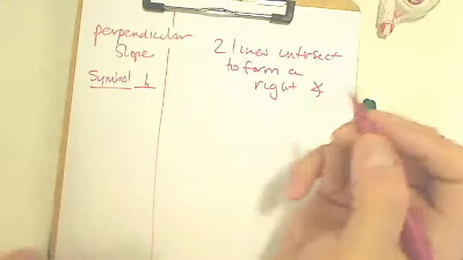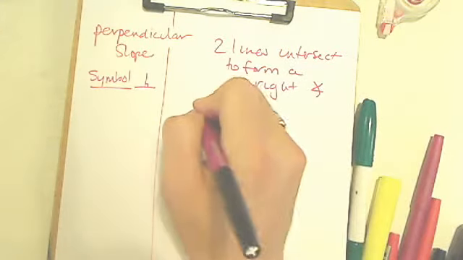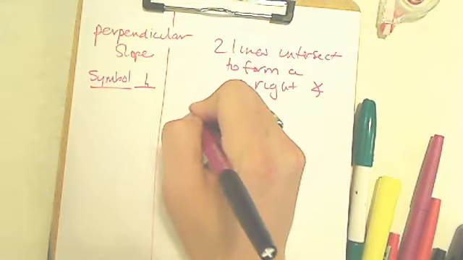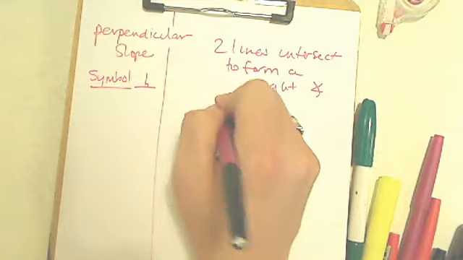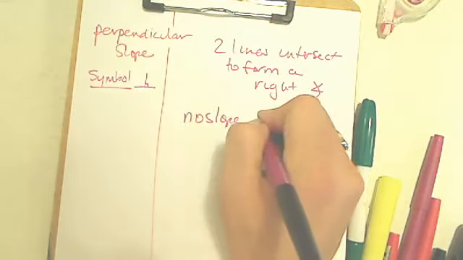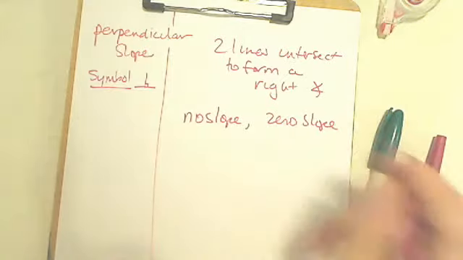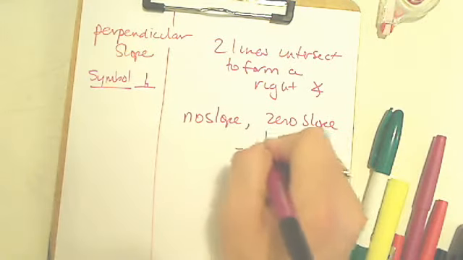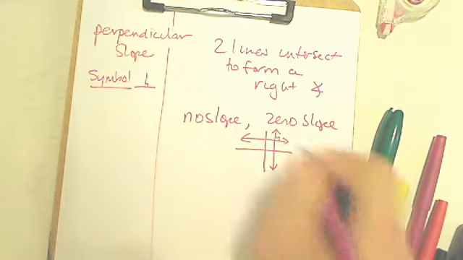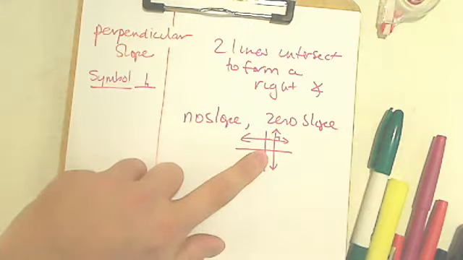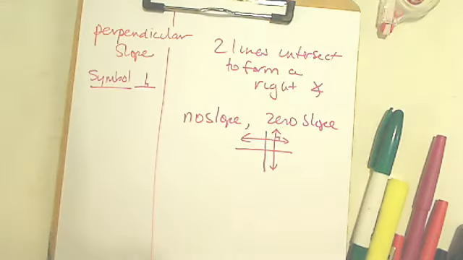Okay. What does one slope have to be? What was the question? No slope. Okay, so if you have no slope, what does the other slope have to be? 0 slope. You know why? This is what happens. Line, line. See that? No slope, 0 slope. What about the other one?